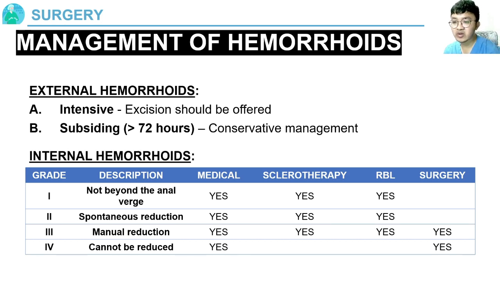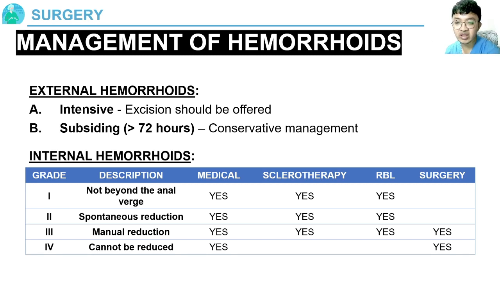For internal hemorrhoids, grade 1 to grade 4 is important. Again, it's only the internal hemorrhoids which have grading, not the external hemorrhoids. For internal hemorrhoids, grade 1, there's no extension beyond the anal verge. Grade 2, there is reduction, but it's spontaneous. Grade 3, you need to manually reduce the hemorrhoids, and grade 4 cannot be reduced.